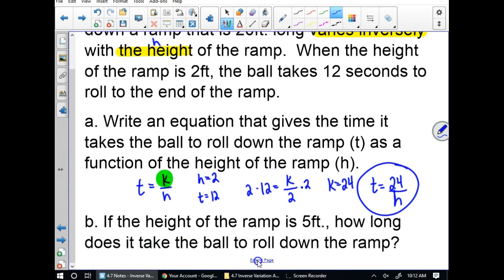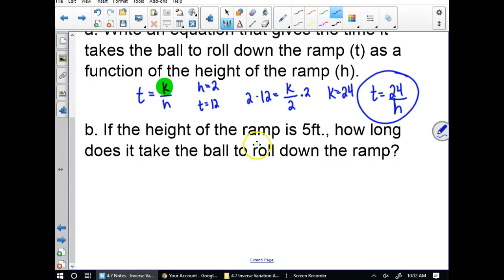Alright, and then once you get the equation, part B is pretty simple. If the height of the ramp is 5, how long does it take the ball to roll down the ramp? So all you're doing here is plugging in 5 for your height. So 24 divided by 5 is going to give you 4.8, I think.